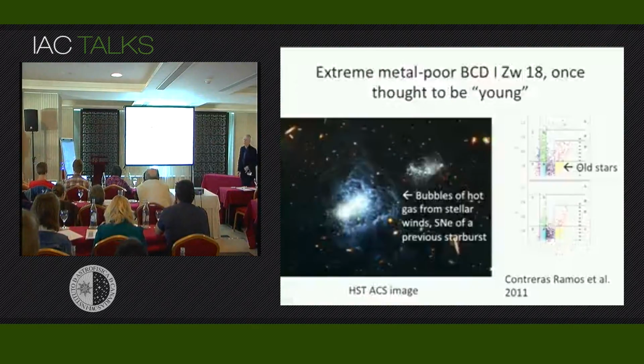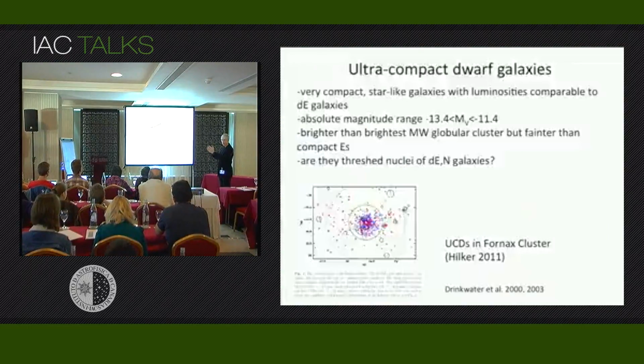When it was first studied, it was thought to have only young stars, so it was thought to be a real young galaxy. But with a deeper color magnitude diagram, there is an old component. I think it's right there. And so it's not a young galaxy. It's a galaxy dominated significantly by young stars and lots of supernova-driven bubbles. So that's an interesting BCD. Another interesting new class is ultra-compact dwarfs, very compact spike. Luminosities comparable to BE galaxies. There's the absolute magnitude range.